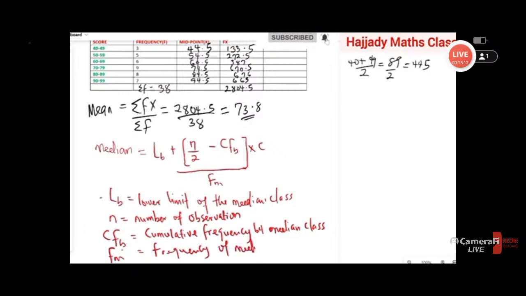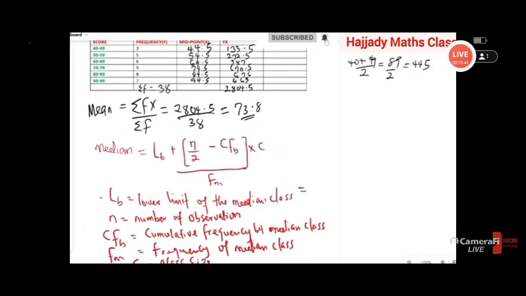So it's the frequency of our median class. And lastly, we have C, which is the class width, or let me say class size. Yeah, let's call this class size. Looking at this, the first thing for us to determine is our lower limit, and for that we need to determine our median class.